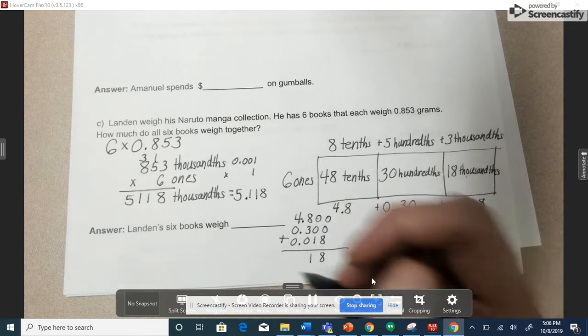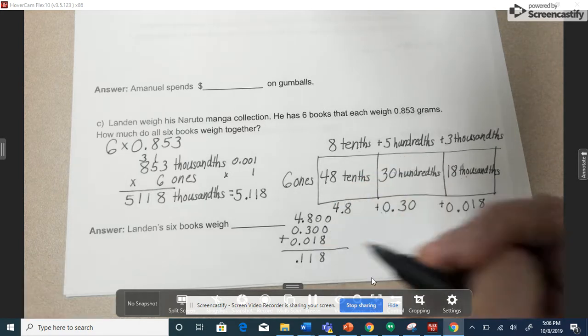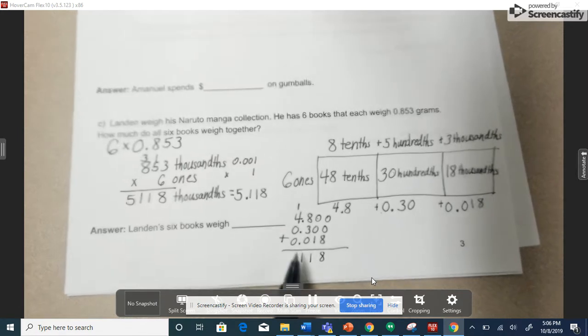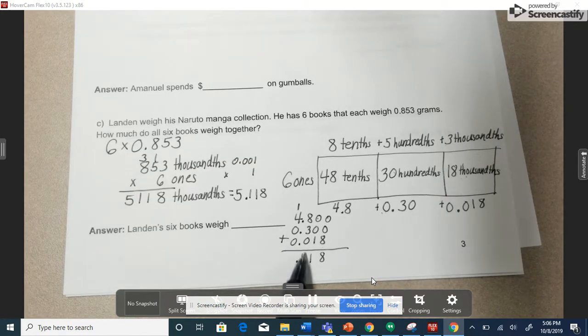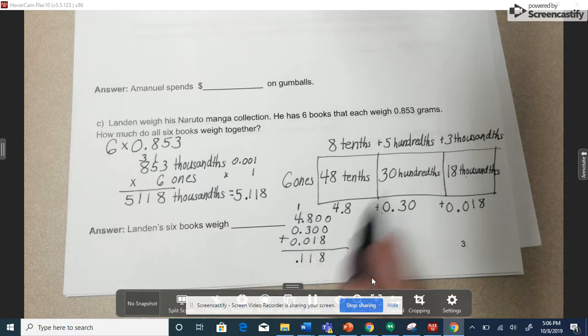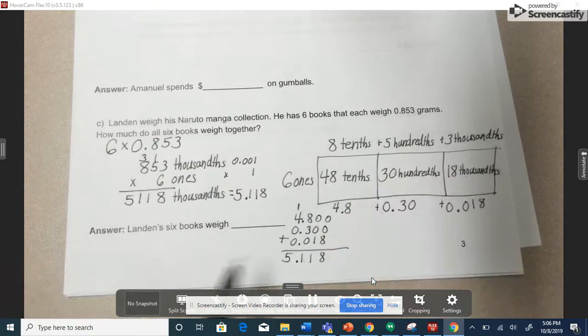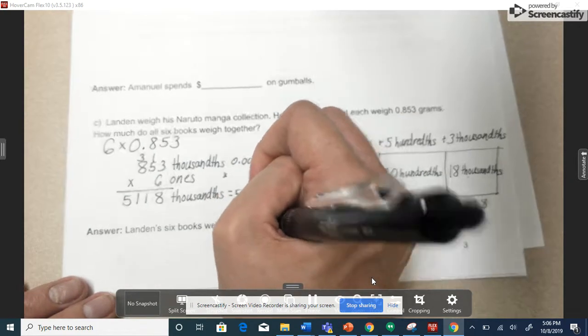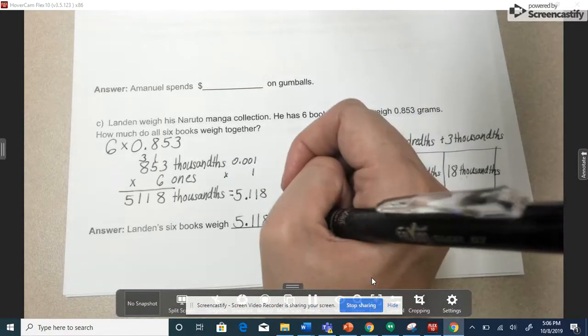8 plus 3 tenths is 11 tenths. So we keep the 1 here and carry the other 1 over. 4 plus 1 is 5. Oh, look, we got the same answer. So 6 books weigh 5 and 118 thousandths grams.